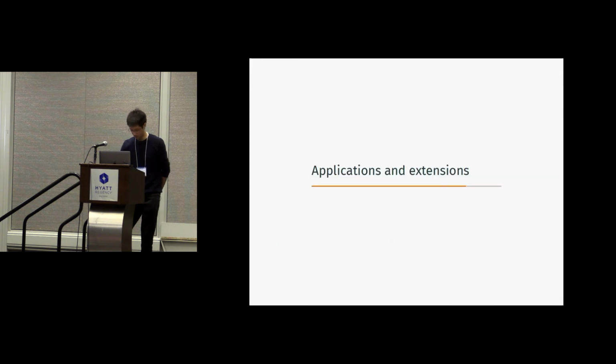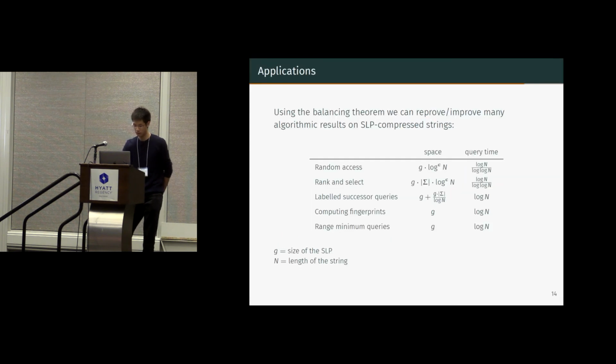All right, so let me comment on applications and extensions. Using the balancing theorem, we can reprove or even improve many algorithmic results on SLP compressed strings. Besides random access, we have rank and select, labeled successor queries, computing fingerprints, and range minimum queries. Let me also mention that we can reduce the query time for random access to log n over log log n by increasing the space a bit by a log n to the epsilon factor. This was already known previously, but using our balancing theorem, we get a cleaner proof of this result.